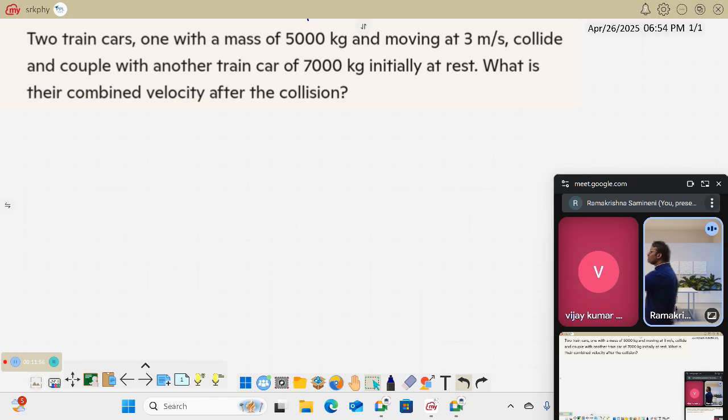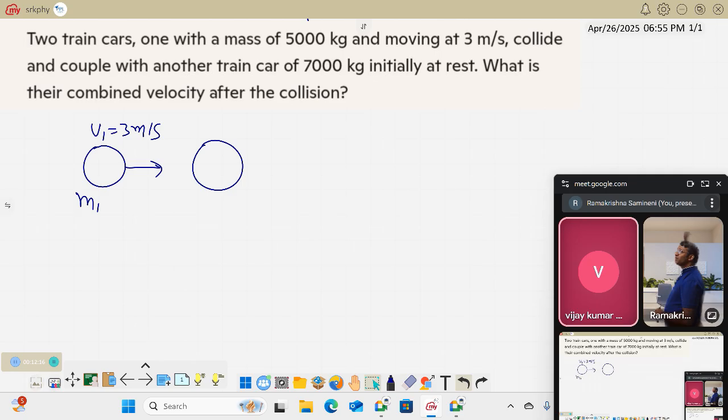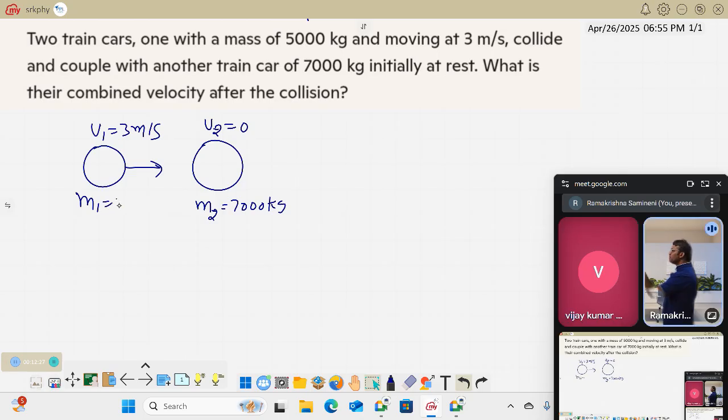What is the meaning of combined velocity? This is one body. Here m1 is the mass moving with speed u1, which is 3 meter per second. It is moving and colliding with another one, coupled with another one, which is initially at rest, so u2 is equal to 0. So what is m2? m2 is equal to 7,000, and m1 is 5,000 kg. This is given, right?